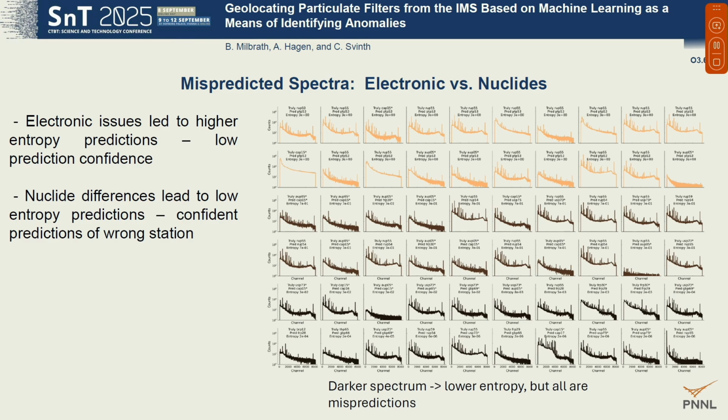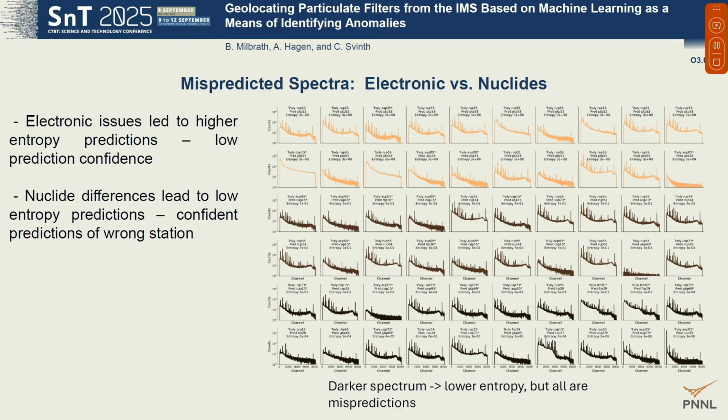In terms of entropy, the ones in the top rows, the lighter ones, those are higher entropy Shannon entropy predictions, which means a lower confidence prediction. And so what you see there, when the network had low confidence, were things like electronic noise and so forth. It had low confidence in prediction because lots of stations have electronic noise.